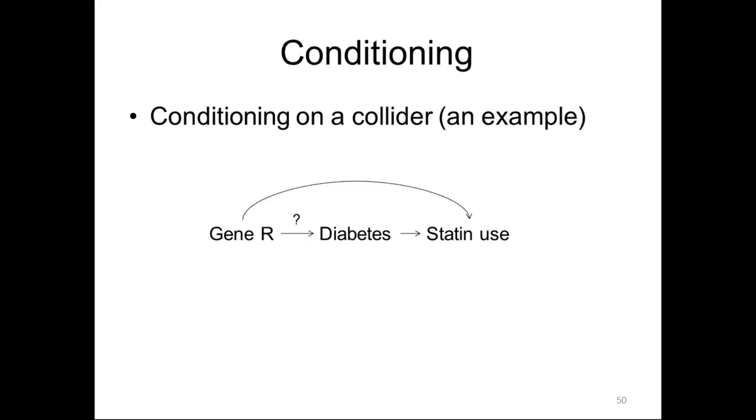Right, so this is our question, right? Here's our DAG. We have this gene. We want to know, does it cause diabetes? And based on this, statin use is a collider, the way I've set up this example.